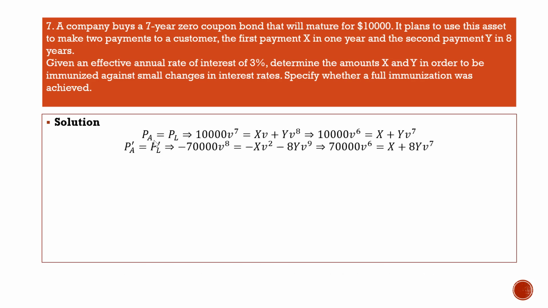The second condition of Redington immunization says that the first derivative of assets is equal to the first derivative of liability. So negative 70,000v^8 is equal to negative Xv^2 minus 8Yv^9. And simplify to be 70,000v^6 is equal to X plus 8Yv^7. Subtract side by side, we got Y is equal to 8,828.57 and X is 1,196.